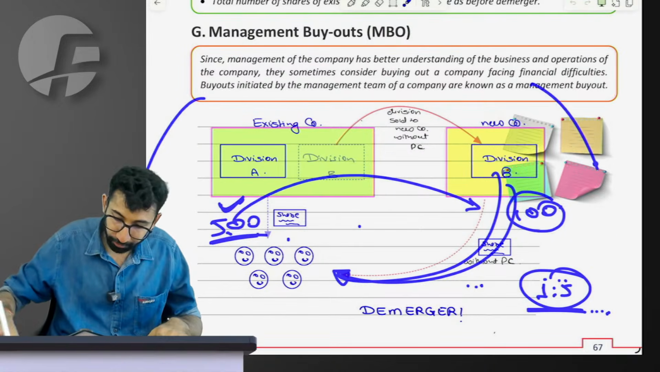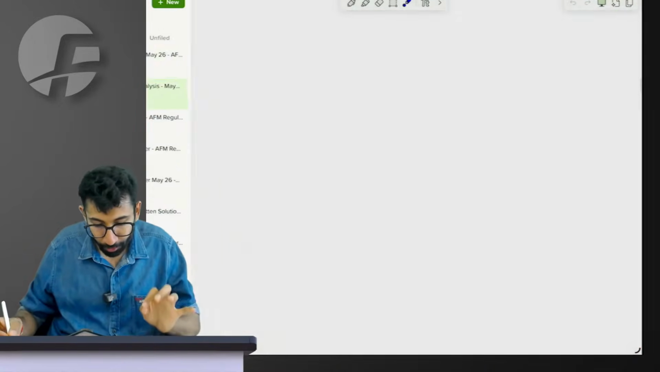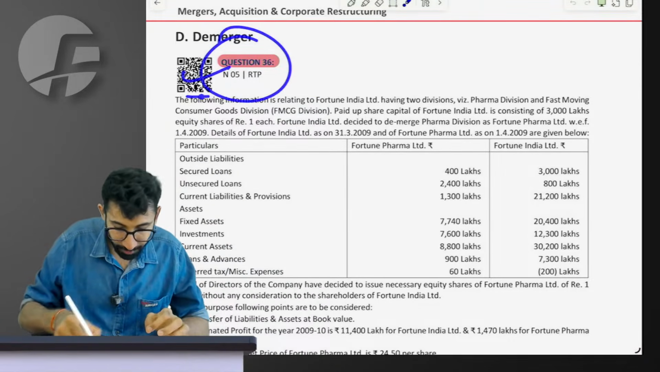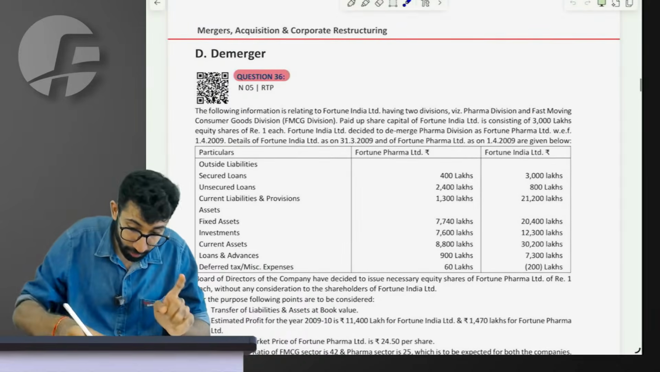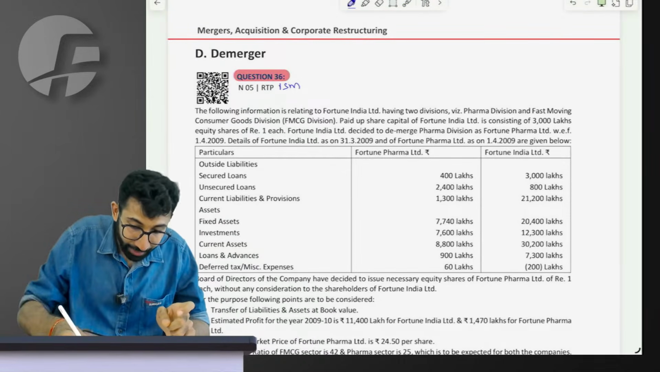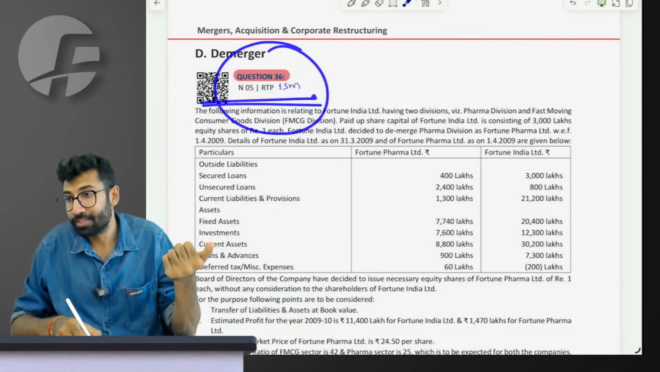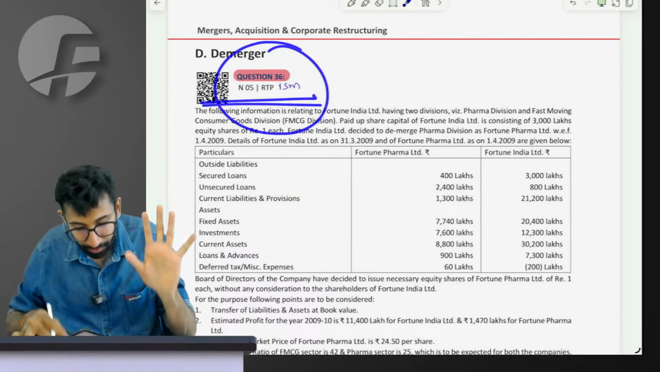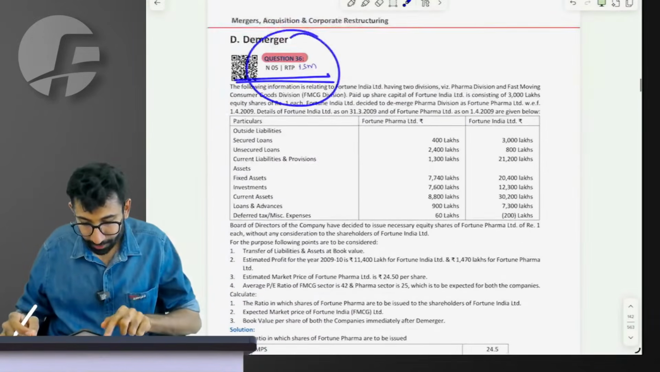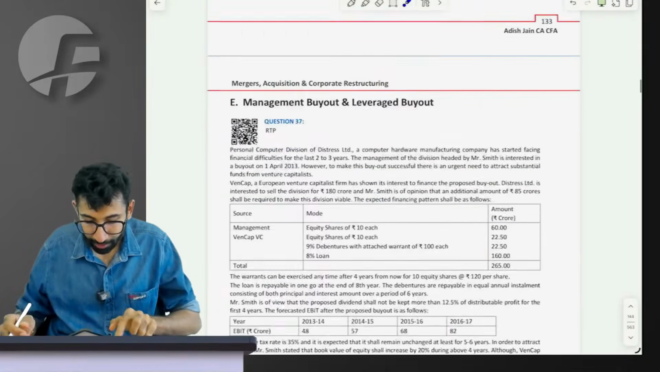This much is sufficient for you to be able to solve this particular question 36, which is a B category question from the study material. B category does not mean you skip it. It means you may not do it on the last day, right? So that is question number 36, to be done on your own.